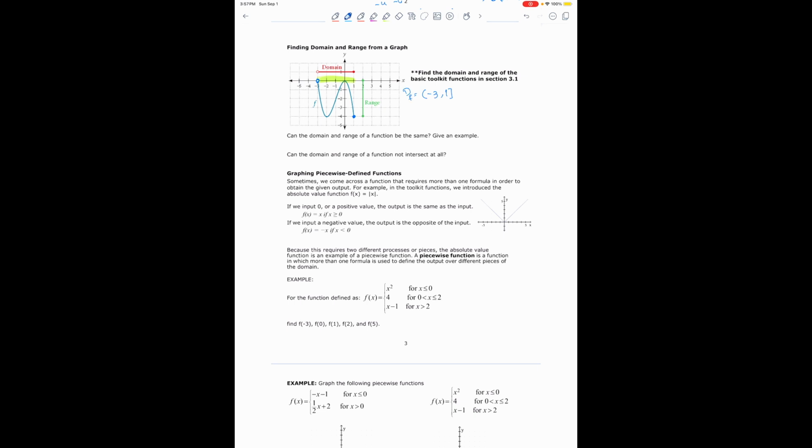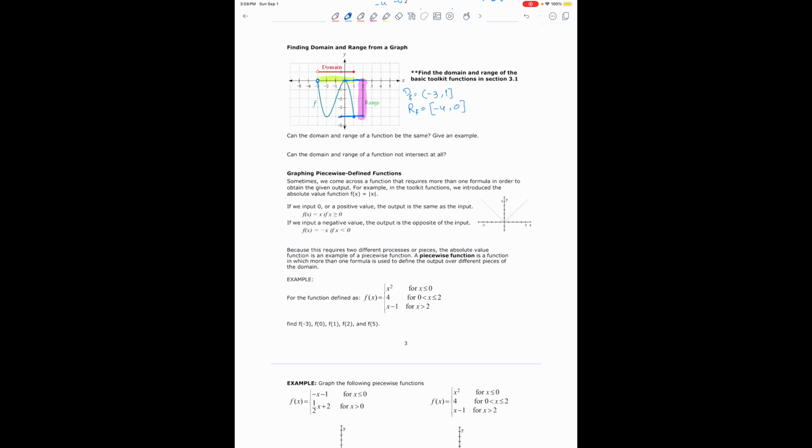The range of the same function can be determined by scanning the graph from bottom to the top, again determining all of the y values that the function can take. Notice here how the graph of this function starts from -4. So it starts from -4, and the -4 is included, and it goes all the way to y equals 0, and the 0 is included as well.